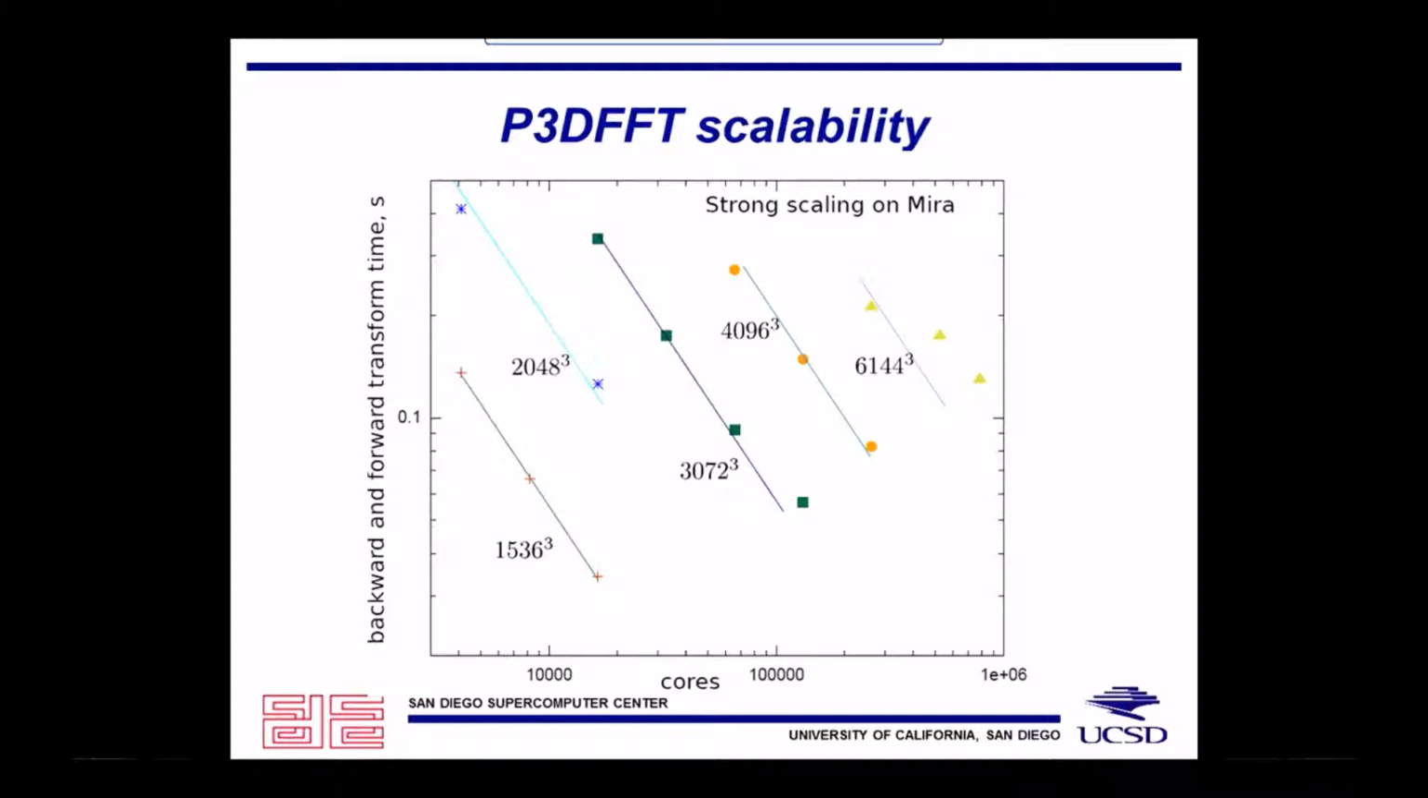Here I'll show some scalability results. These were obtained on Mira, which is an IBM Blue Gene/Q at Argonne National Lab. So you can see that scaling is pretty good, all the way up to 500,000 cores. We have a variety of grid sizes here. So yeah, next slide.